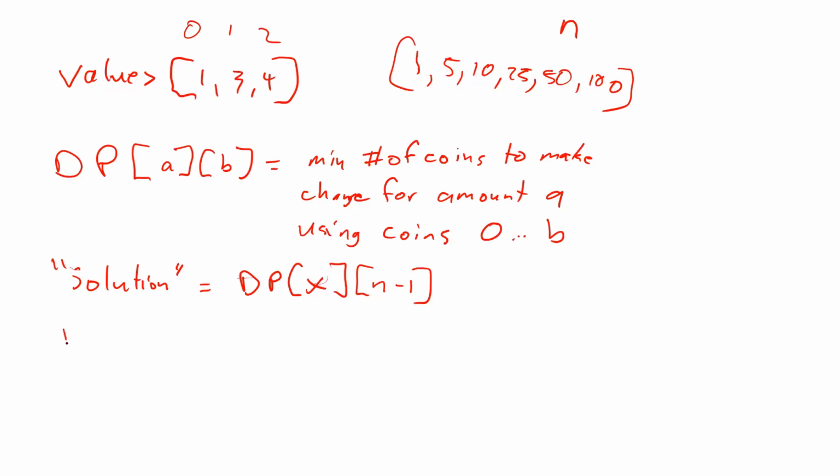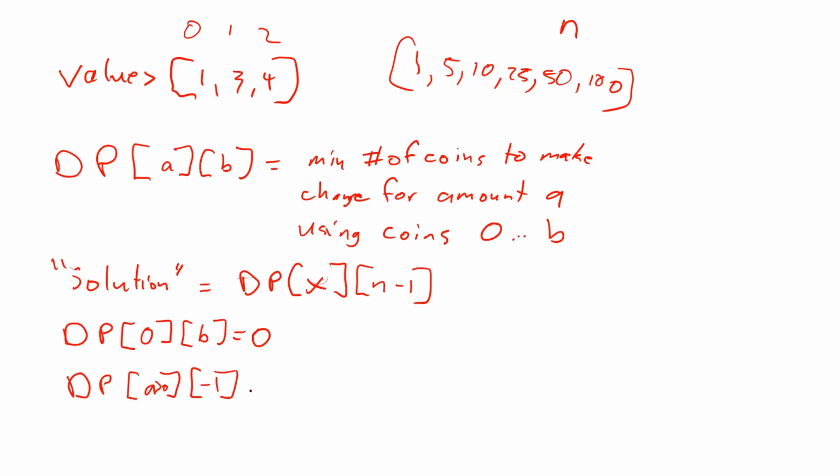And the way we can set this up is we can set up base cases. So if we need change for $0, no matter what it is, the answer is 0. And if we ever need change for some amount A that's greater than 0, and we have no coins, anything negative here, then this is going to be some number infinity. It's going to be too big, something that we can't actually return.